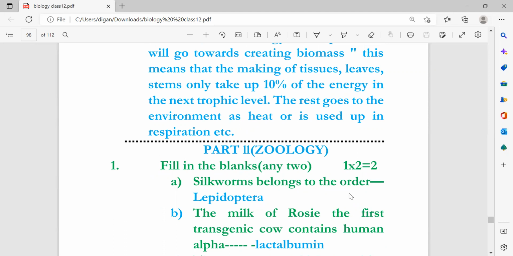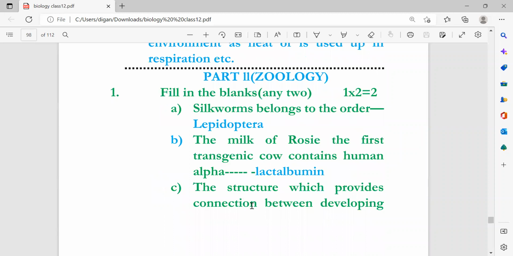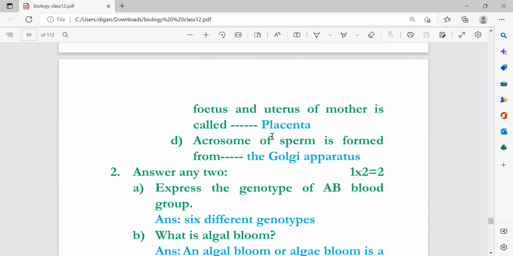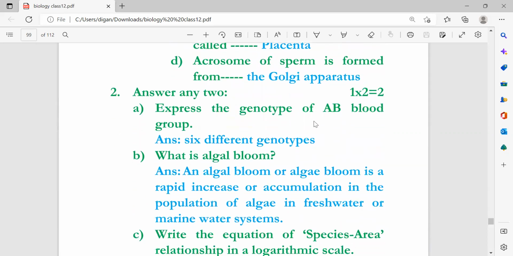So first, silkworm belongs to the order Lepidoptera. Next, the milk of Rosie, the first transgenic cow, contained the human alpha-lactalbumin. Next, the structure which provides the connection between the developing fetus and the uterus of the mother is called what? The answer is placenta. Acrosome of the sperm is formed from where? The Golgi apparatus.